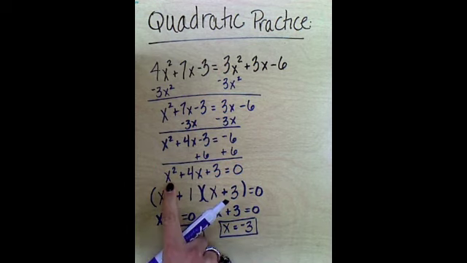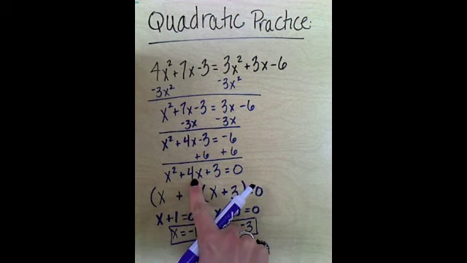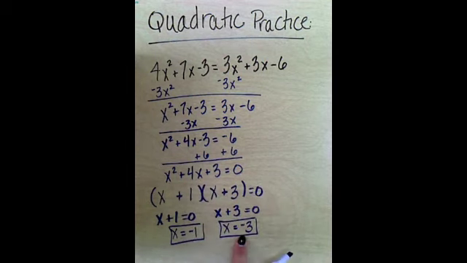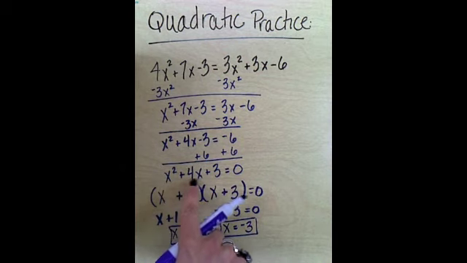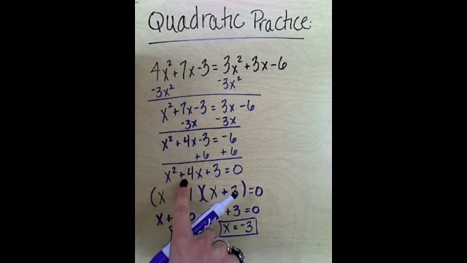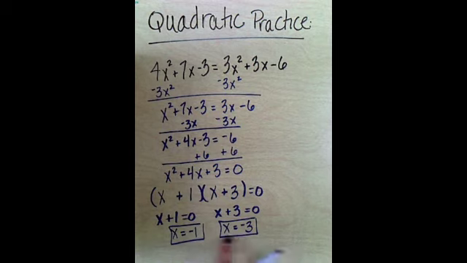And double check. Negative 1 squared is 1. 4 times negative 1 is negative 4. So now we're left with 1 plus negative 4 is negative 3 plus 3 is 0. So that one works. Check this one. Negative 3 squared is 9. 9 plus 4 times negative 3 is negative 12. So 9 plus negative 12 is a negative 3 plus 3 is 0. So we have both of our solutions as negative 1 and negative 3.